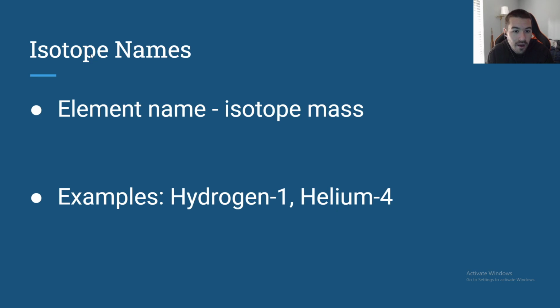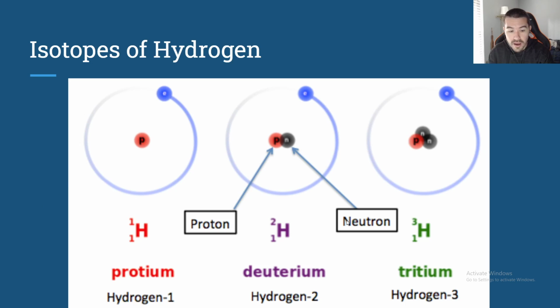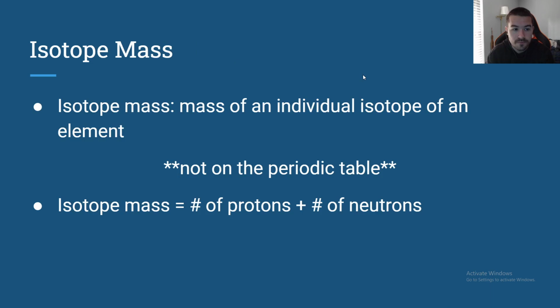When we name isotopes, it's very simple. You write the element name, a dash or a hyphen, and then the isotope mass. So here are some examples: hydrogen 1 or helium 4. Back on this screen, down at the very bottom, you can see the names of these 3 different isotopes of hydrogen: hydrogen 1, hydrogen 2, hydrogen 3. Those are the names for those different isotopes.